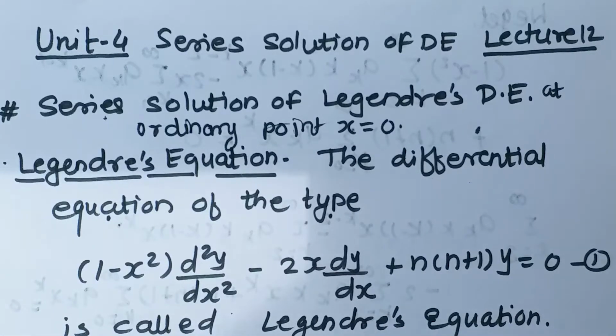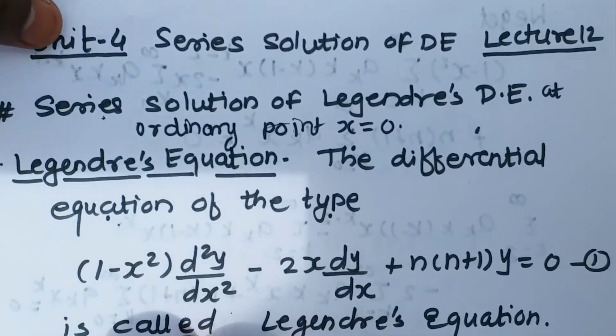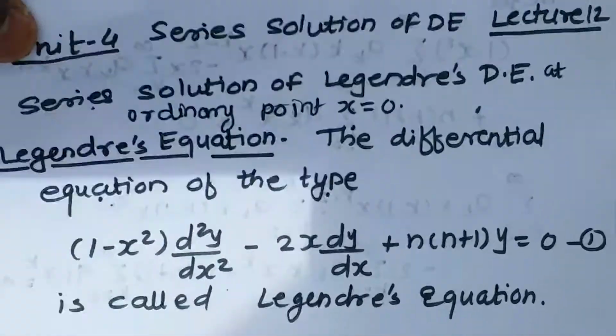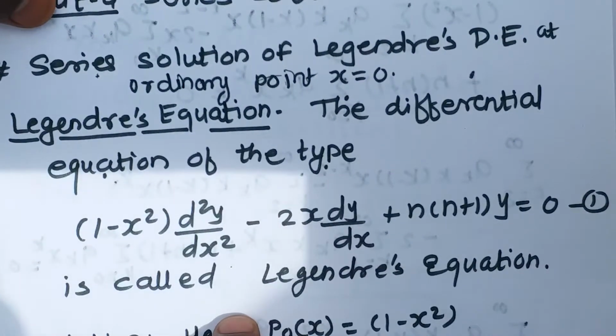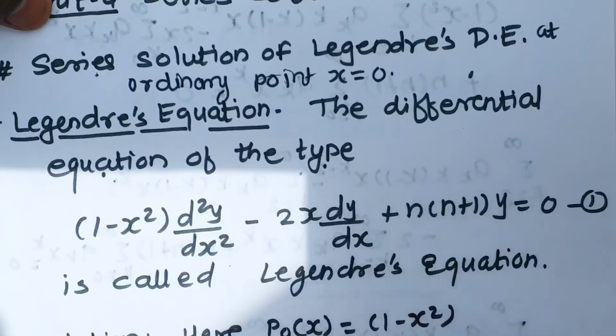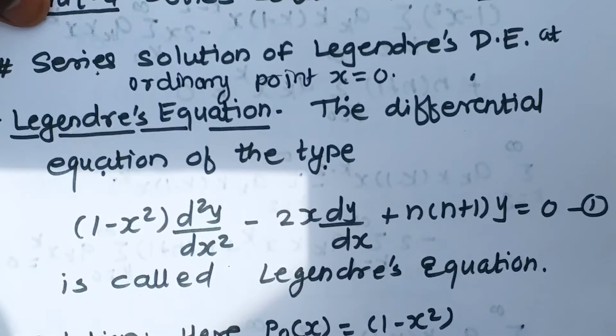So very first I will tell you the definition of Legendre's equation. The differential equation of the type (1 minus x square) d2y by dx square minus 2x dy by dx plus n into (n plus 1) y equal to 0 is called Legendre's differential equation.